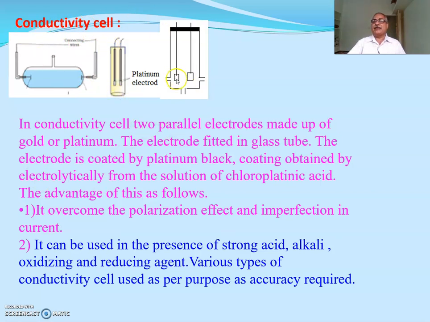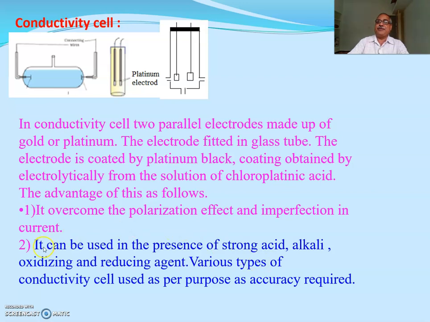A conductivity cell has two parallel electrodes made of platinum or gold, fitted in a glass tube, and the electrodes are coated with platinum black. Platinum black is obtained from chloroplatinic acid. What is the advantage of platinum black? It overcomes the polarization effect or imperfection in the current, and it can be used in the presence of strong acid, alkali, and oxidizing or reducing agents.